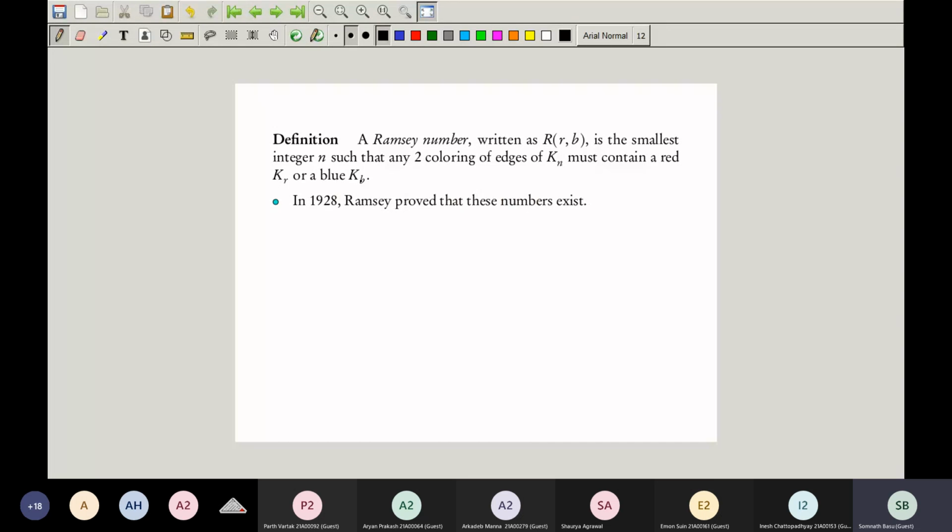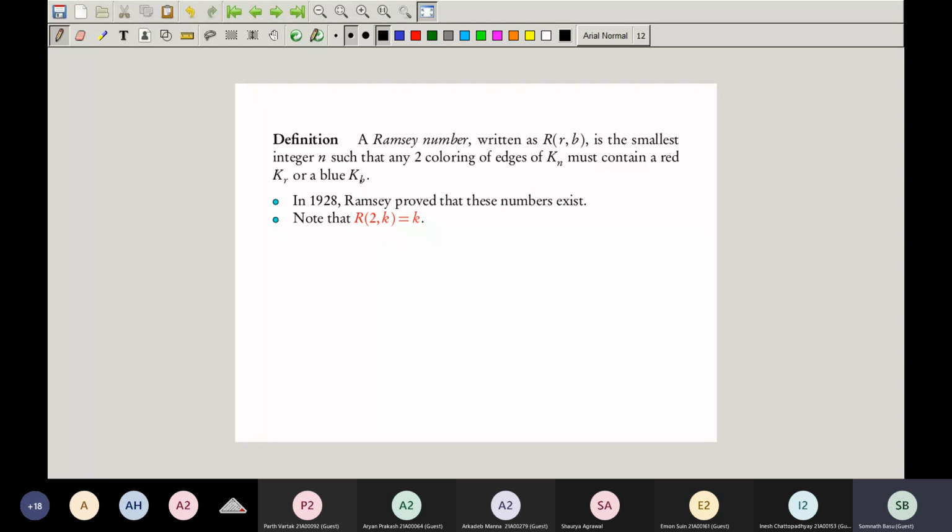Of course, when Ramsey defined it, he probably didn't call it a Ramsey number, but it's attributed to him later on down the line. So in 1928, this is almost a century back, Ramsey proved that these numbers exist.